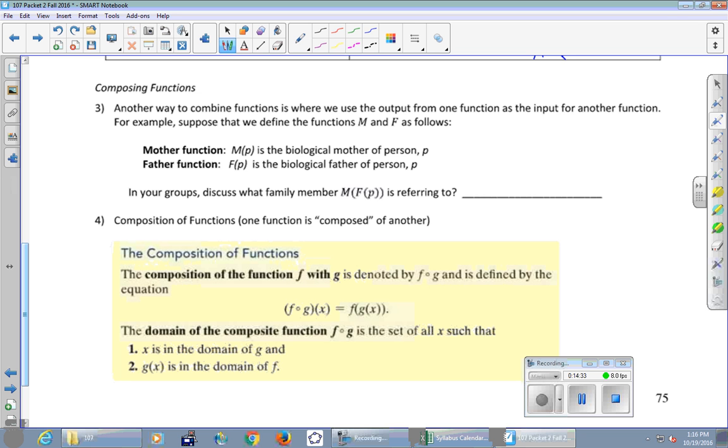So number 3, another way to combine functions is where we use the output from one function as the input for another function. For example, suppose that we define the functions m and f as follows. There's going to be a mother function. M of p is the biological mother of person p, and f of p is the biological father of person p, okay? All right, let's see if we can get our hands on this thing right here.